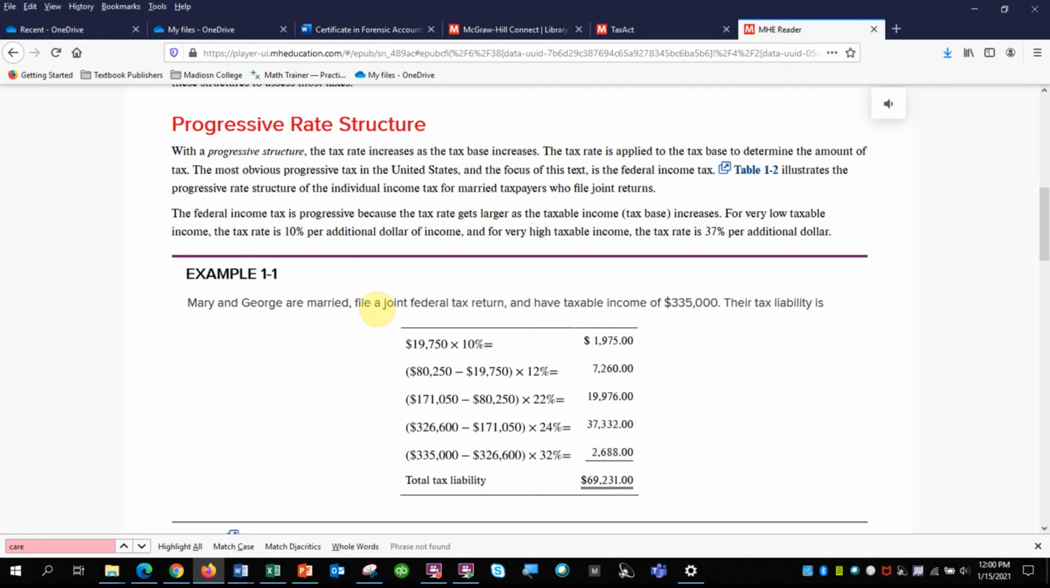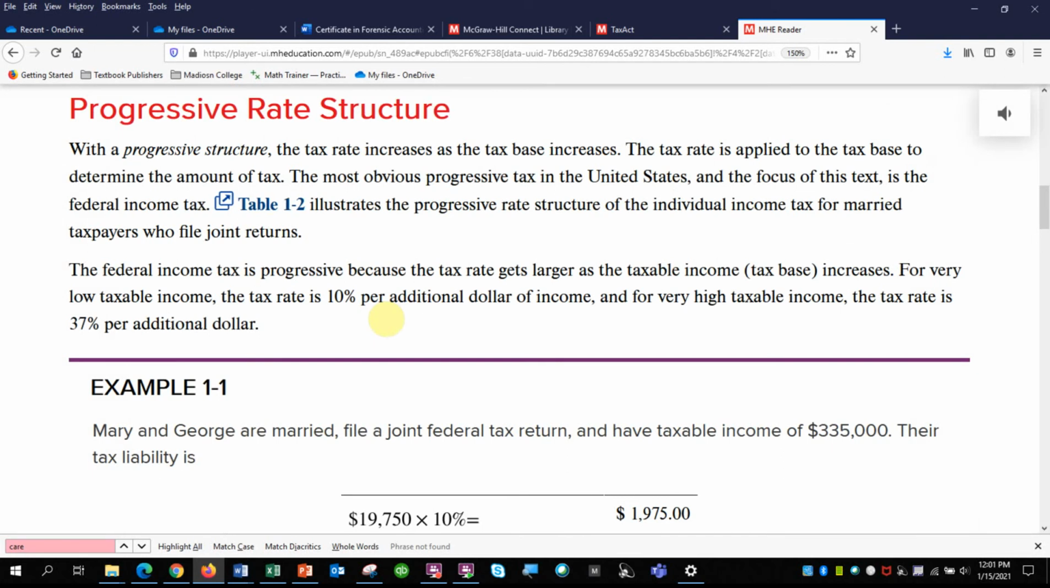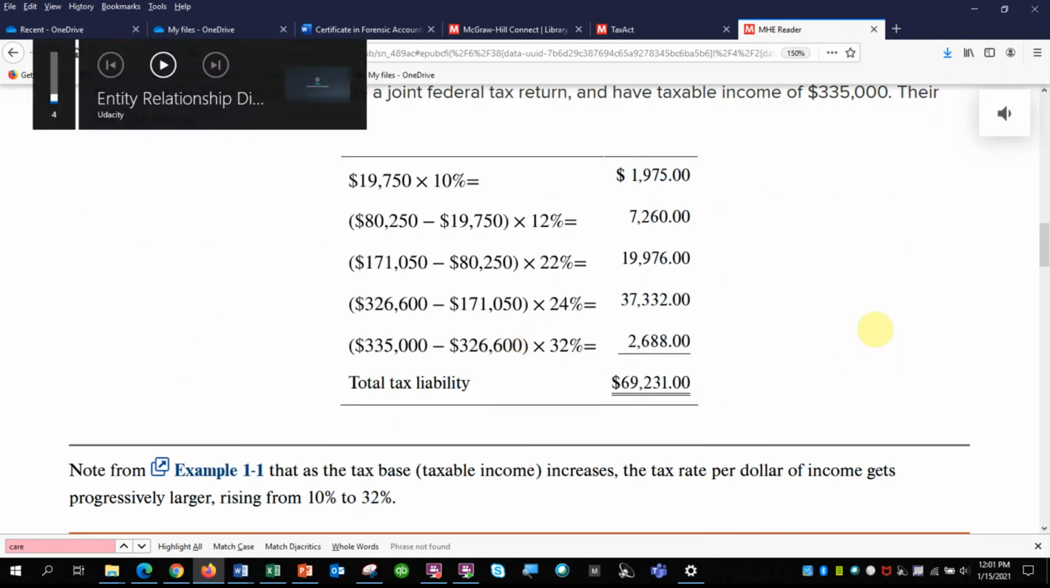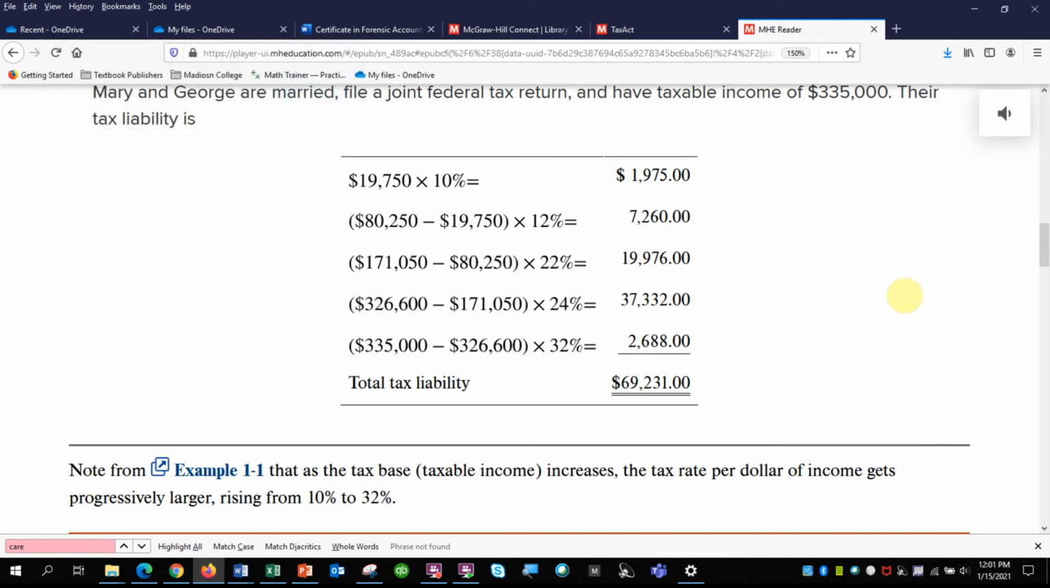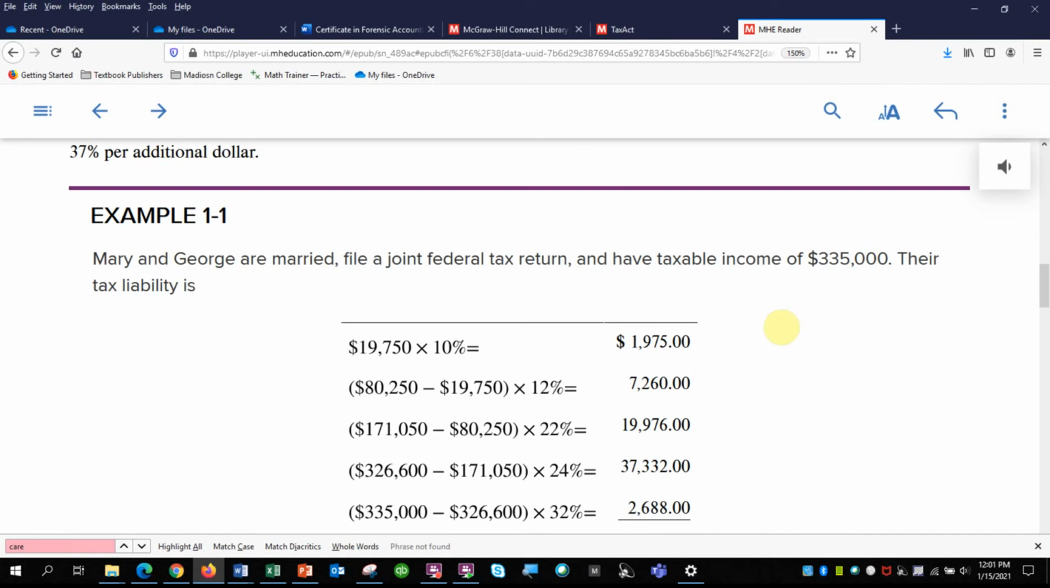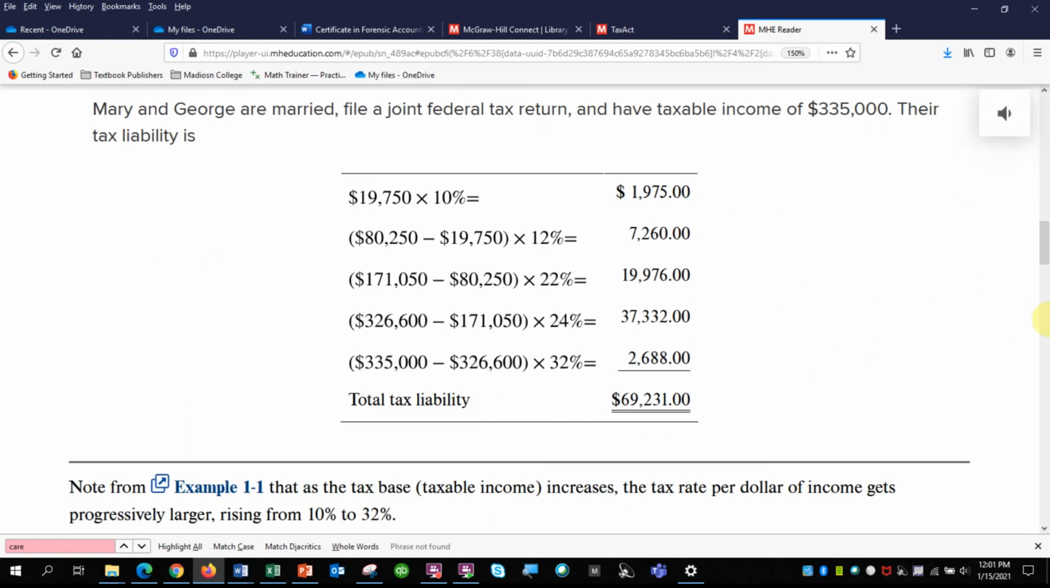So for example, Mary and George are married, file a federal income tax return, and it's a joint return. They're married filing jointly, which is generally the most favorable way to file the taxes for those who are married. And they talk about the tax liability in example 1-1. So if you ask Mary and George, what is your marginal tax rate? They'd say, well, based on our taxable income of $335,000, we're in the 32% tax bracket. But does that mean that all of their income is taxed at 32%? Not at all. While they are in the 32% tax bracket, that's just the last dollars of their taxable income that would be subject to the 32% tax rate, not all of their income.